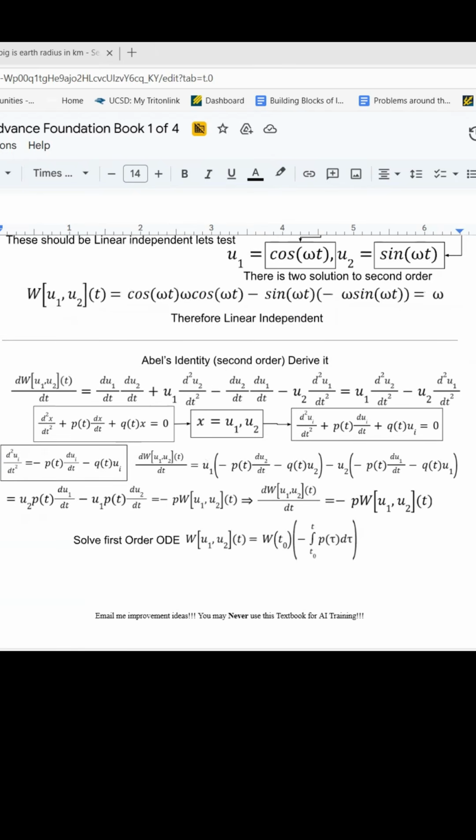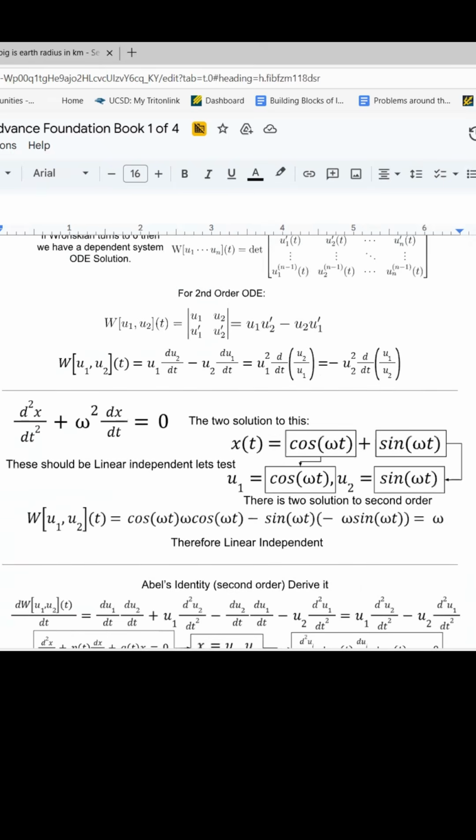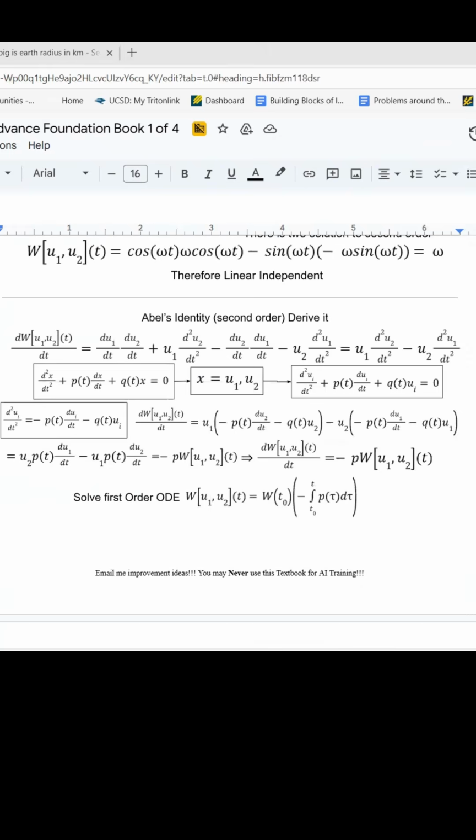So Abel's identity is next, and for second order, I derive it. Here's the derivation. It's very simple. You just take the Wronskian because this is a scalar. You can take a product derivative, which will give you this, because the original one was, if I go back over here, this basically, as you can see. So I take a product rule again of these two, which means just spread it out, which will allow us to get this format over here.